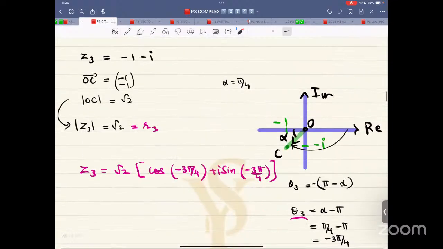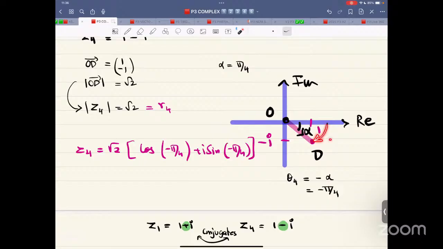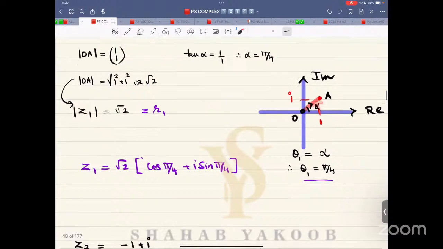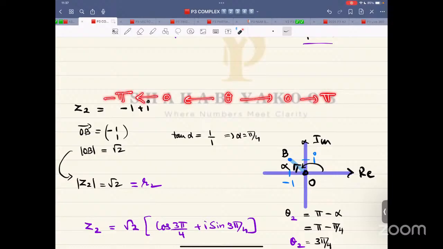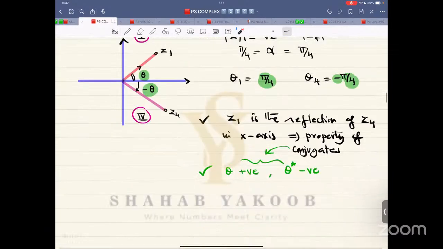And let's look at this. The coefficient is 1, the coefficient is 1, so the magnitude is root 2. It's in the third quadrant. The basic angle is pi by 4, but in the third quadrant, we go clockwise. In the fourth quadrant, we also go clockwise. In the first quadrant, we go anti-clockwise. In the second quadrant, we also go anti-clockwise, because theta lies between 0 and pi, and between 0 and negative pi. So first and second quadrants are anti-clockwise, third and fourth quadrants are clockwise.